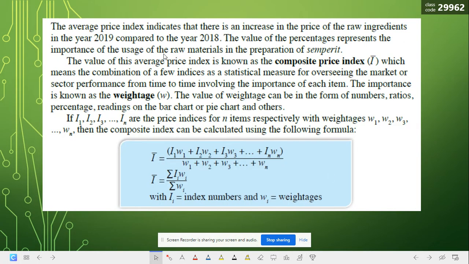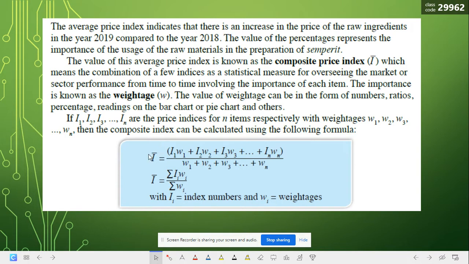The value of average price index is known as the composite price index, which means the combination of a few indexes as a statistical measure for overseeing the market or sector performance from time to time, involving the importance of each item. The importance is known as weight. The value of weight can be in the form of numbers, ratios, percentages, readings on a bar chart, pie chart, and others.